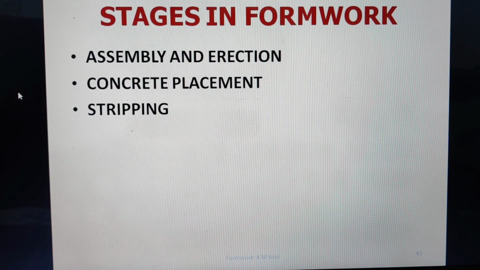And there are 3 stages in formwork, basically: assembly and erection, so that engineers should see and check it. And then concrete placement. That is also important, and we do not allow unnecessary piling of the concrete at one place, or many workers at one place, or putting concrete from a height and all those things. So that should not be done. Sometimes concrete is placed at one place and it is then taken out here and there. That should not be allowed.